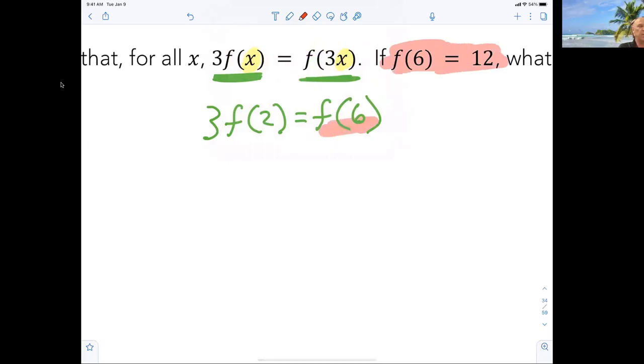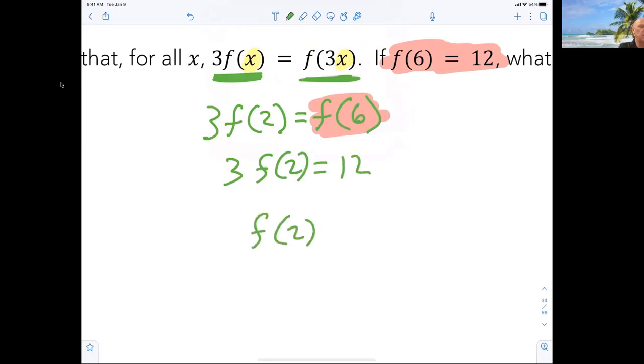So does everybody see this F of 6? What do I replace it with? 12. 3 F of 2 equals 12. F of 2 has to equal 4. That's easy. And believe it or not, that's a nightmare for most kids. That's really hard.